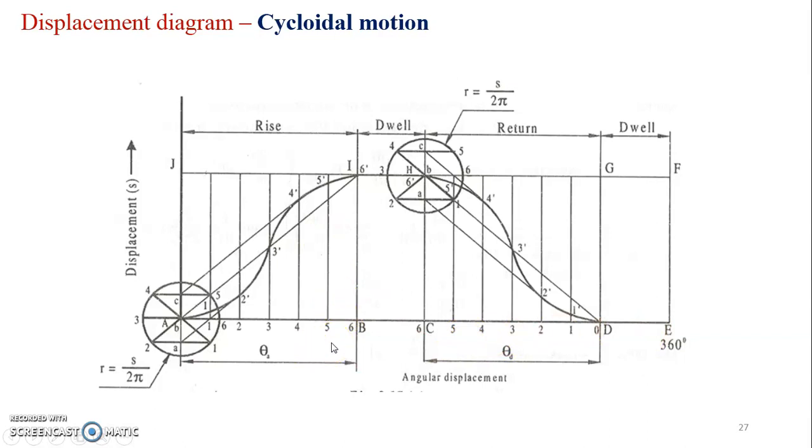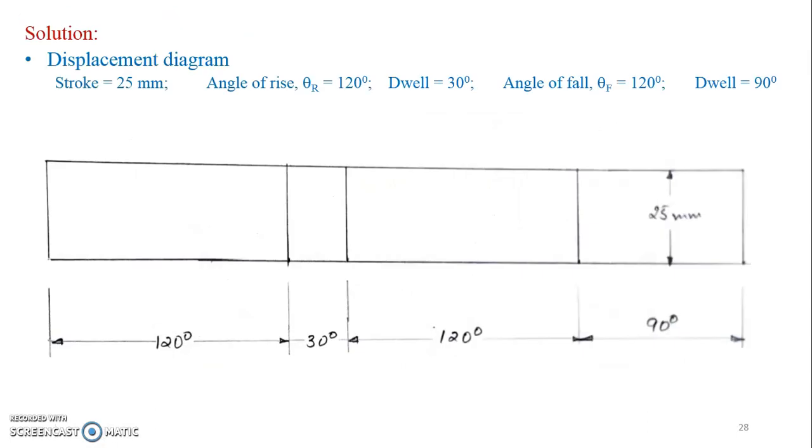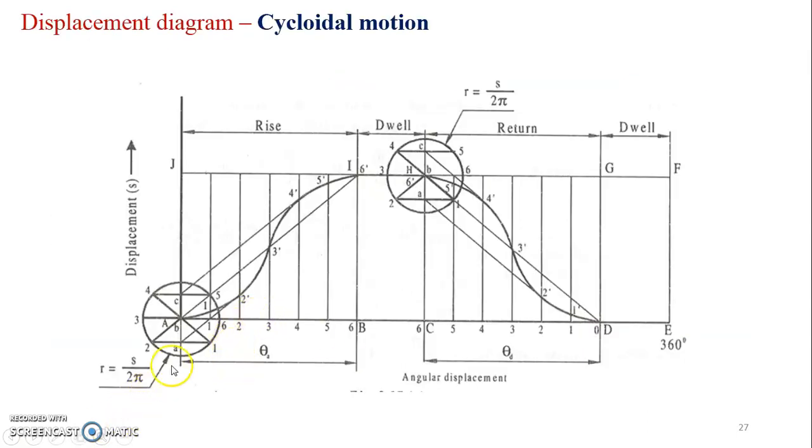Next, to get the points 1 2 3 4 5 6 with the dash, you are supposed to draw a circle from this corner, with the radius equal to s by 2 pi. This s is nothing but the stroke length. In our case, the stroke length is 25 mm. So whatever the stroke length is given, divided by 2 pi will give you the radius. With that radius, you draw a circle from the center here, and then divide the circle into 8 equal parts, to get the points 1 2 3 4 5 and 6. And B is already obtained because that's the center.